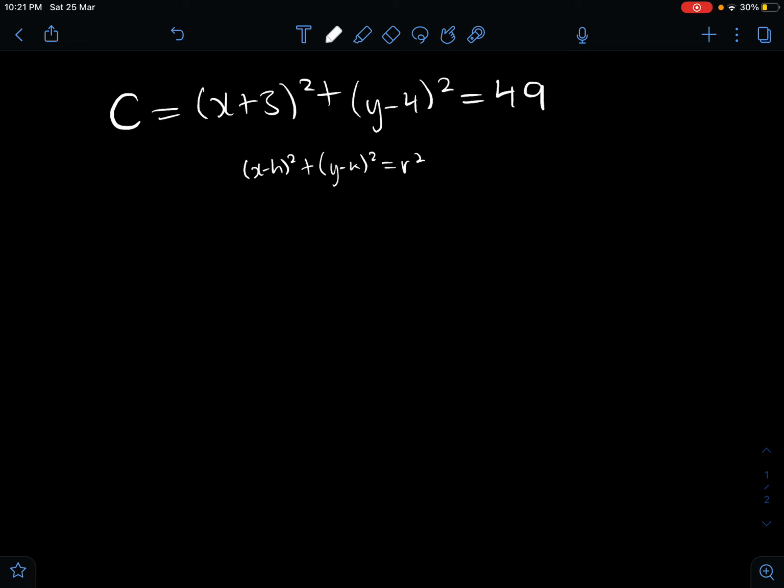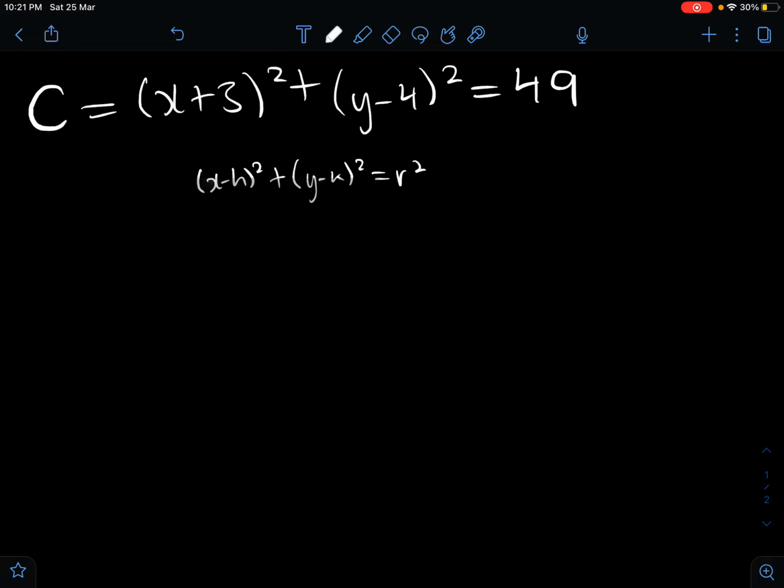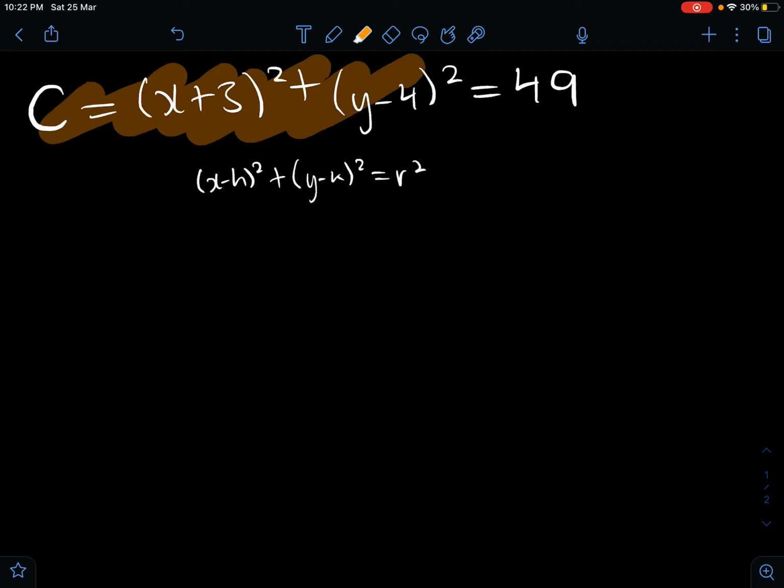I was midway through doing this question in the previous video and then realized there's a much better way of teaching it, so I'm restarting. But anyways, you're given this equation of a circle up here and you're asked to find its center and its radius, right? So, how do we approach this?